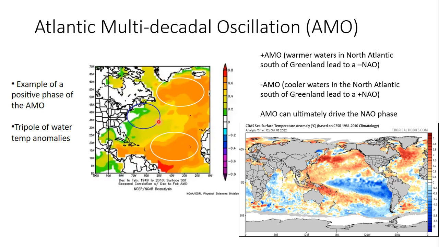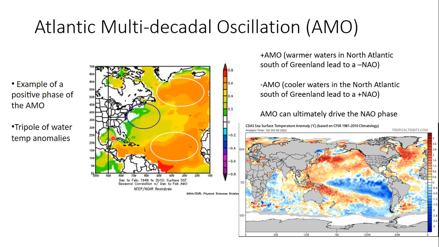And whenever you have the AMO, this is a tripole of water temperature anomalies. Okay, so you have three circles here. This is your tripole. We're comparing the water temperature anomalies south of Greenland in the North Atlantic. We're comparing the water temperature anomalies off the northeast New England area of the U.S. over the North Atlantic. And then we're comparing the water temperatures in the main development region of the tropics.